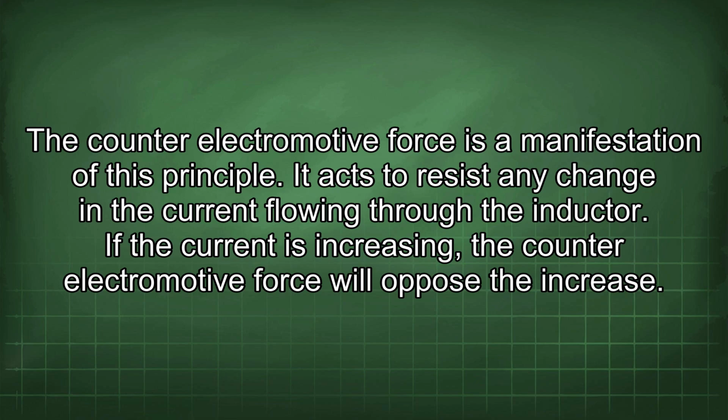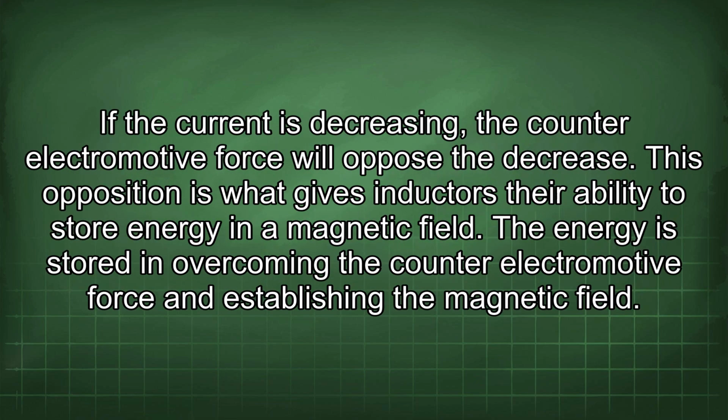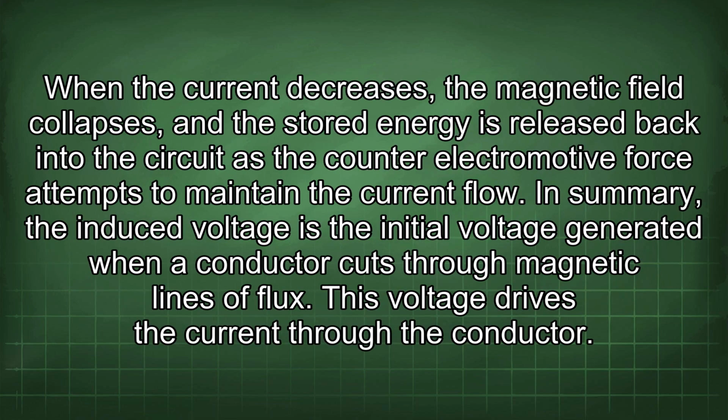It acts to resist any change in the current flowing through the inductor. If the current is increasing, the counter-electromotive force will oppose the increase. If the current is decreasing, the counter-electromotive force will oppose the decrease. This opposition is what gives inductors their ability to store energy in the magnetic field. The energy is stored in overcoming the counter-electromotive force and establishing the magnetic field. When the current decreases, the magnetic field collapses, and the stored energy is released back into the circuit as the counter-electromotive force attempts to maintain the current flow.